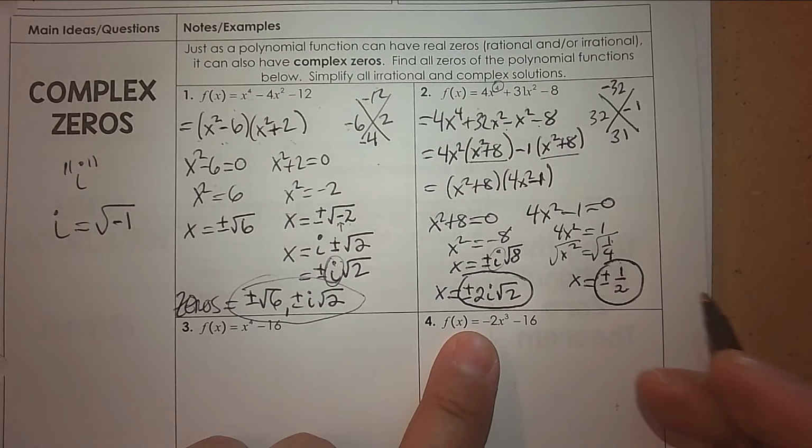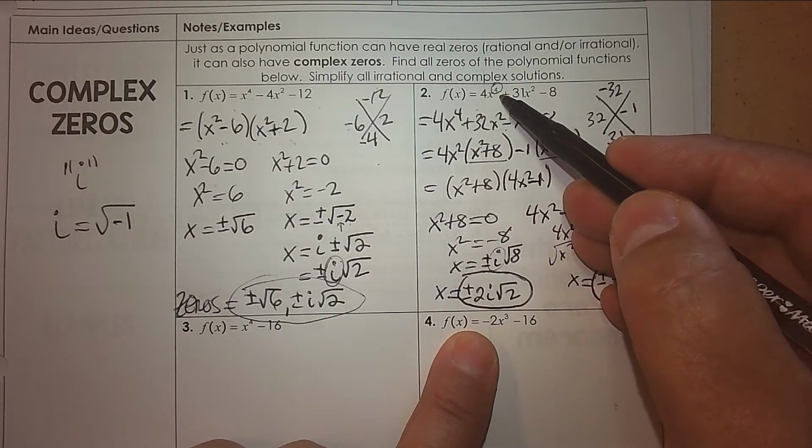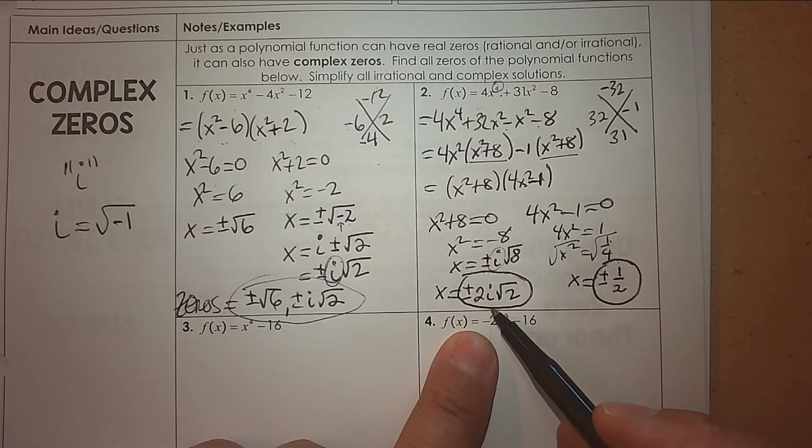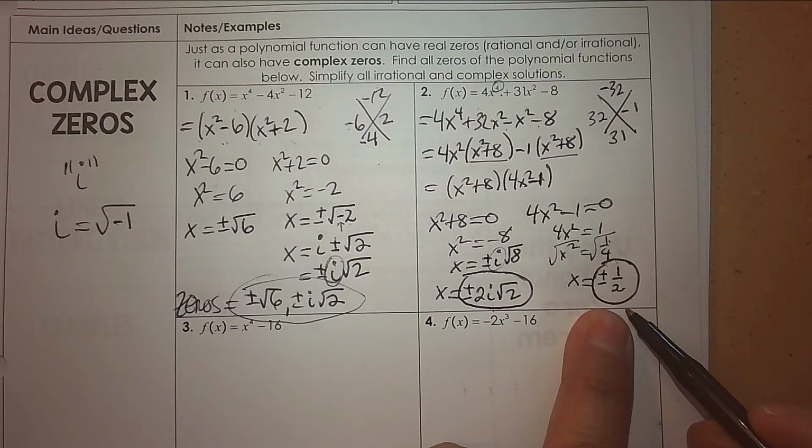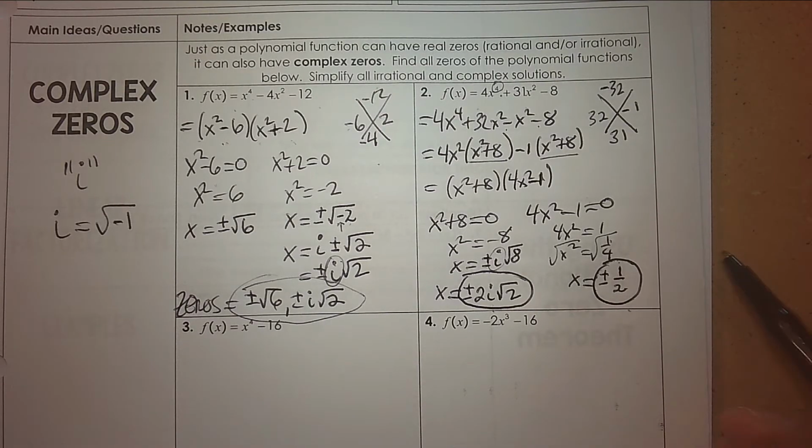This polynomial has how many zeros? 4 of them. 2 were imaginary and 2 were rational. Still 4. All right, number 3.